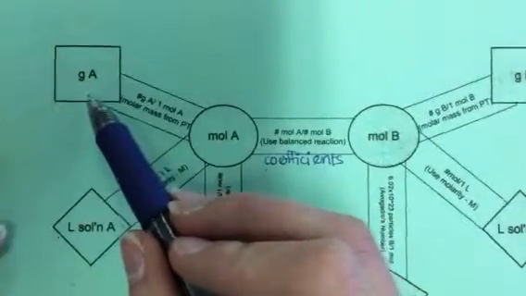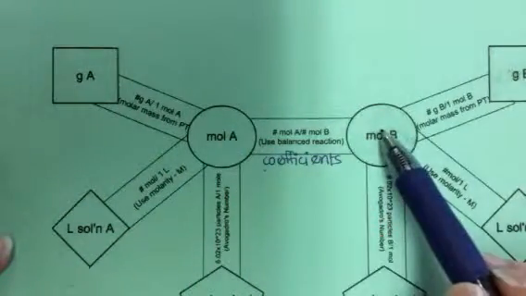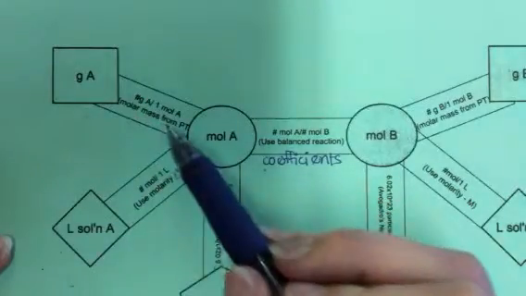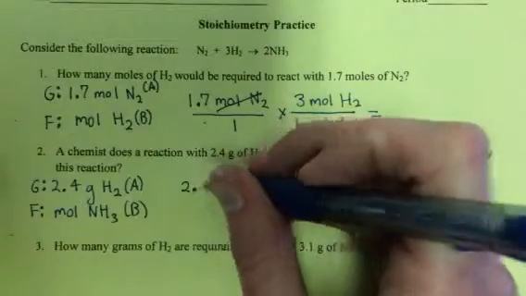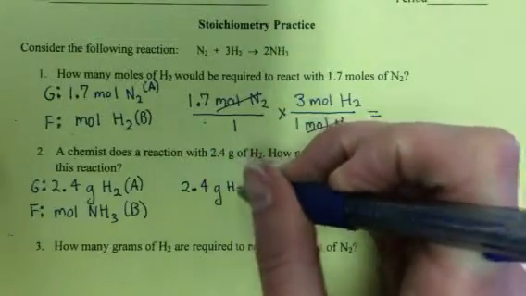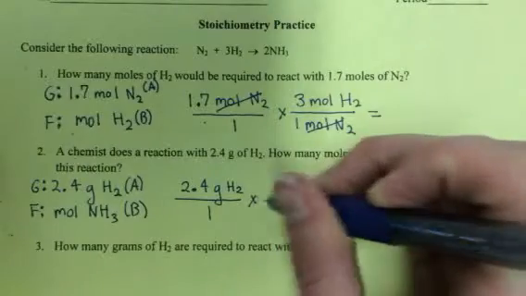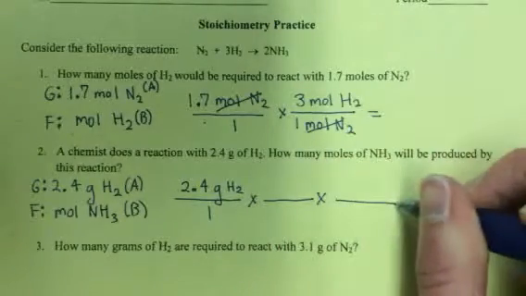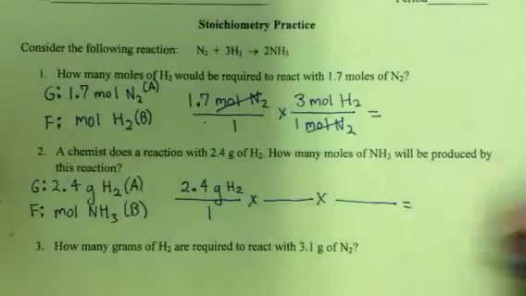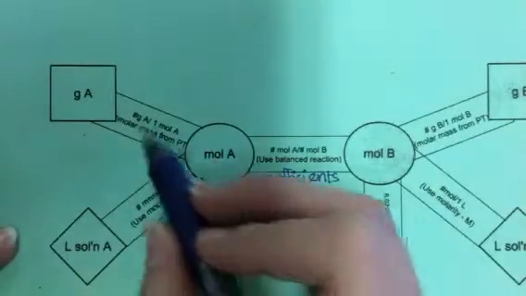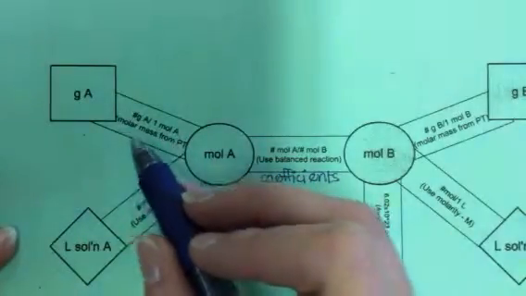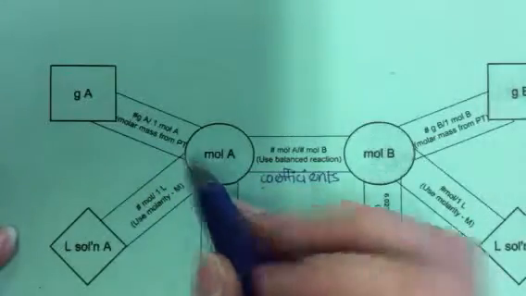So if I look at the map, here's grams of A, here's moles of A, and here's moles of B. So this time I will need to use 2 conversion factors. So I'm going to just set this up as 2.4 grams of H2 over 1, and then I'm going to write 2 conversion factors, because I know I need that many. Now my first conversion factor to get from grams of A, or H2, to moles of A says the number of grams per 1 mole. That is the molar mass from the periodic table.